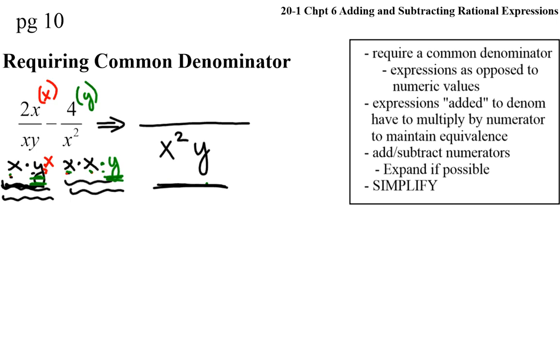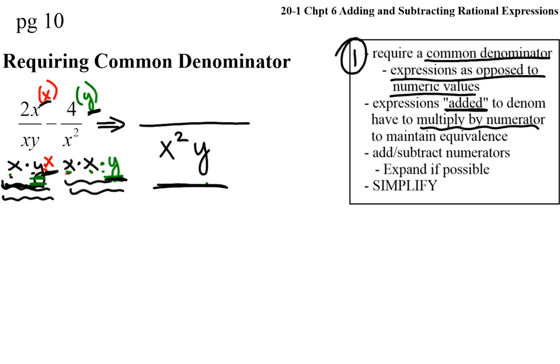What am I now left with up top? Because this first step requires a common denominator, an expression as opposed to just a numeric value, we don't just have a 4 or a 12. But any added part to the denominator has to multiply by the numerator, which is what we did. Had to put in an x, we times an x, we times an x. Had to put in a y, we times the y, we times the y.